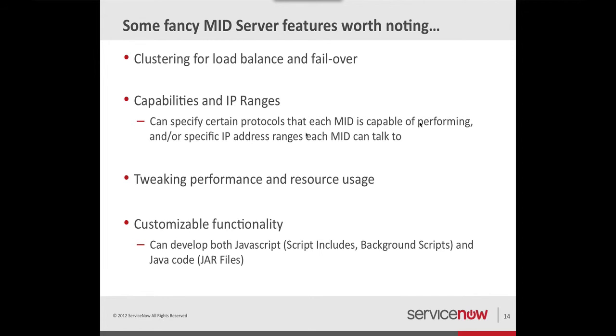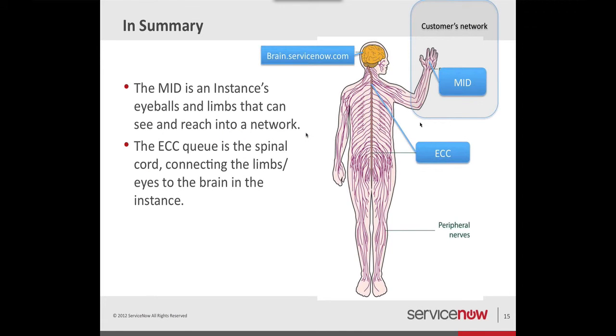Okay, so that's pretty much it. In summary, once again, if there's anything I want you to take away, it's to really understand the architecture between the MID server and the instance and what it's used for. Again, the instance is the brain, the MID server is the hand that reaches into the customer network, and the ECC queue is a table that allows that communication to happen.